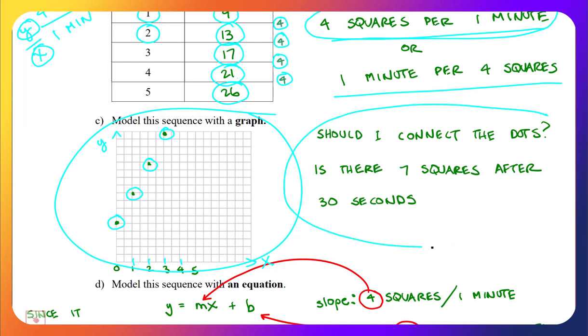Next question. Should I connect the dots? In other words, after 30 seconds, should I say there are 7 squares? I don't think we're going to have an arrangement with 7 squares. And so these points are distinct or discrete. Distinct, a word you know. Discrete, maybe a word we don't use as often.